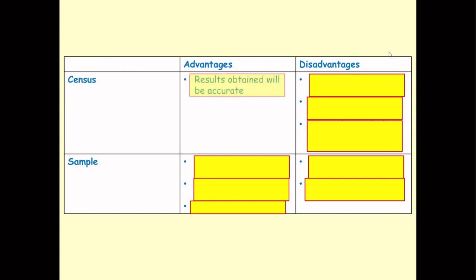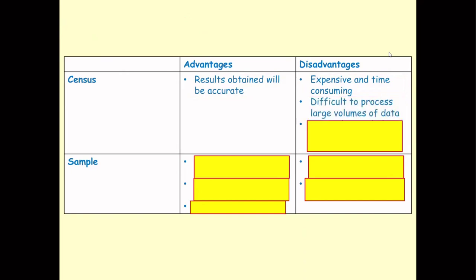The advantage of a census is that, of course, the results will be accurate because everybody's results are included in it. However, it can be expensive and it can be time consuming. It can be difficult to process large volumes of data. So imagine trying to work out averages of large quantities of data, and all those calculations of putting it all into graphs in order to analyze and compare things. When you've got lots of data, it makes that more of a difficult process.